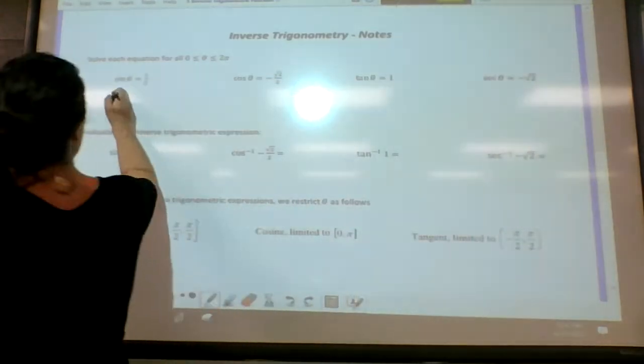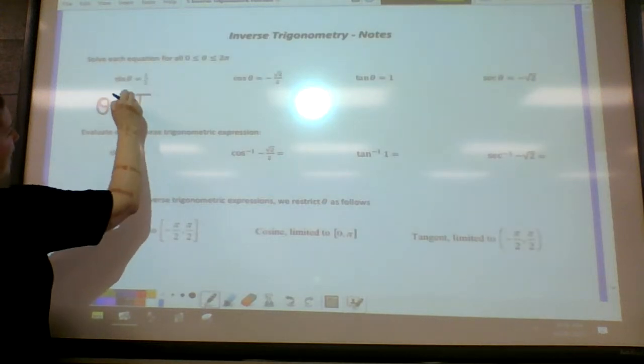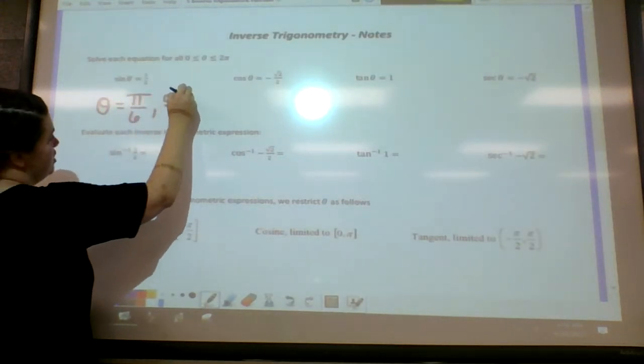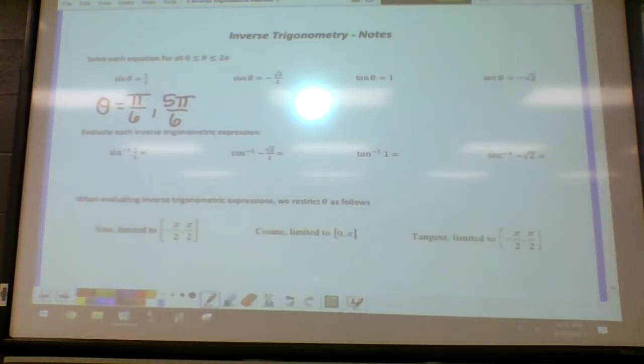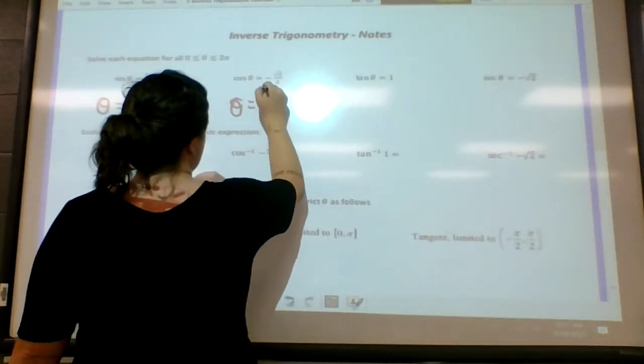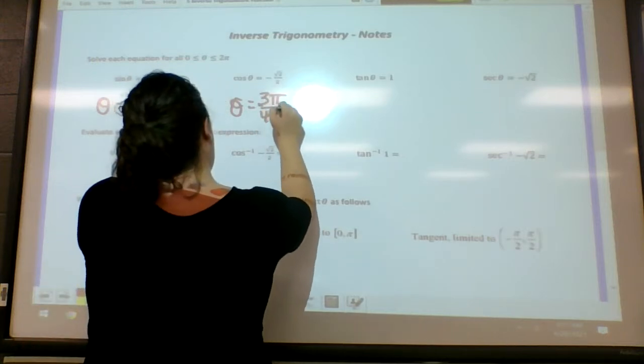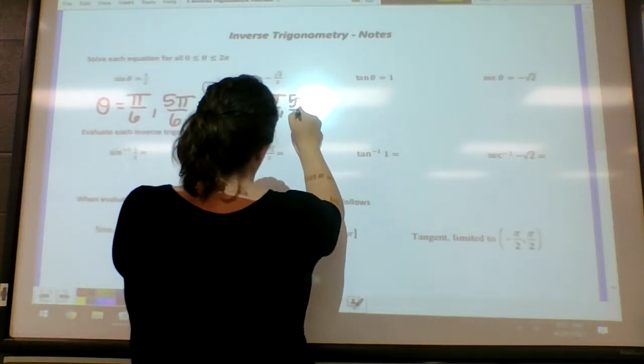All right, what about the cosine being a negative square root of 2 over 2? That happens because the square root of 2 over 2, we know it happens at something over 4, right? And for it to be a negative cosine, we're in quadrants 2 and 3, right? And so in quadrant 2, the angle is 3 pi over 4, and then cosine negative square root of 2 over 2 at 5 pi over 4. So 3 pi over 4 and 5 pi over 4.